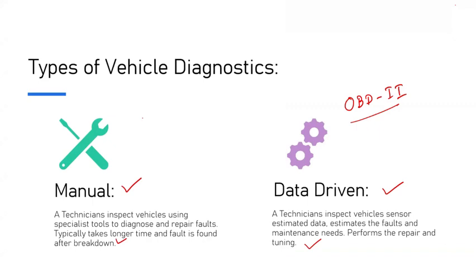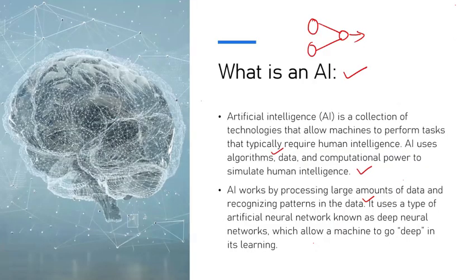Types of vehicle diagnosis: manual and data driven. Manual means the technician will be detecting each and every fault manually. Data driven means it will be based on sensor data. All the sensors are collecting the data, so you read the sensor data and find out what the required faults are.